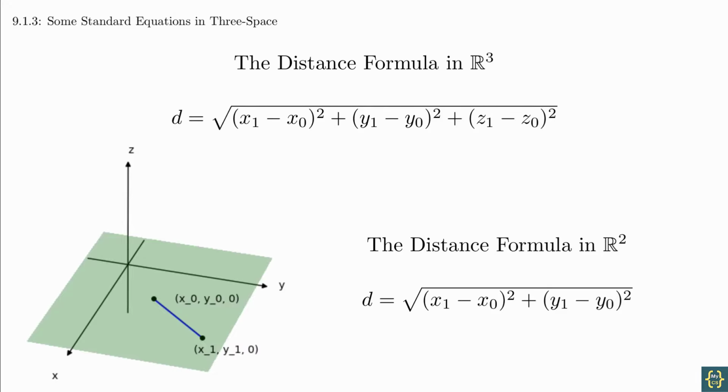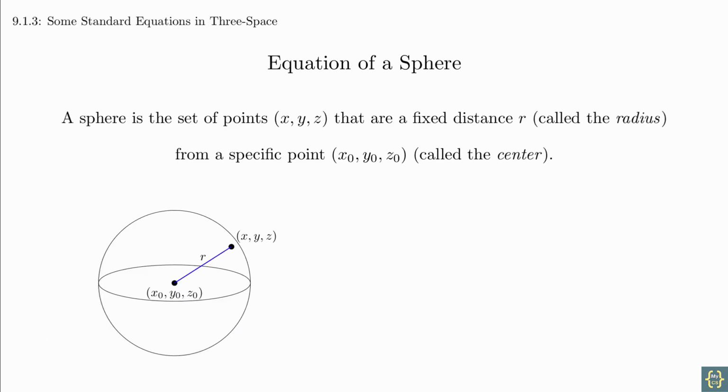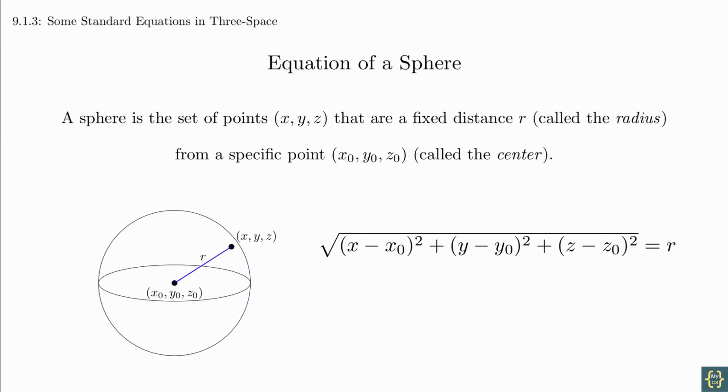material. Once we have this formula, we can use it to construct the equation of a sphere. A sphere is the set of points x, y, z that are a fixed distance r from a specific point x0, y0, z0. The distance r is called the radius, and the specific point that we're measuring from is called the center. All we need to do is convert this sentence into a formula. By convention, we square both sides of the equation because it's easier to square numbers than it is to take the square root, and this gives us the standard equation of a sphere.